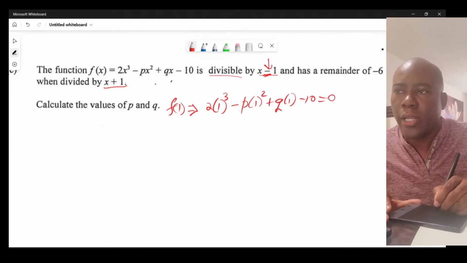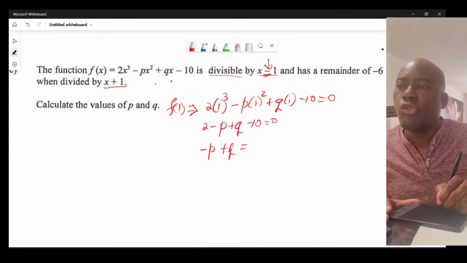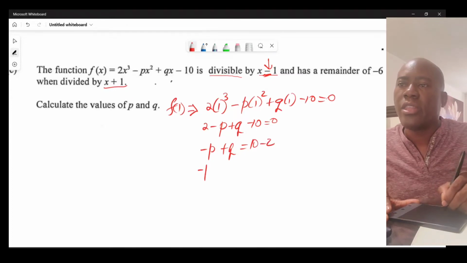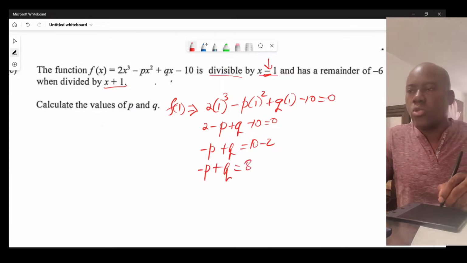1 to the third is 1, so 2 ones 2, minus this is minus p, and this is plus q minus 10 equals 0. So I'm seeing where minus p plus q is equal to, let us bring this on this side. You will have a positive 10, you will have a minus 2, so minus p plus q is equal to 8. So this is my equation 1.